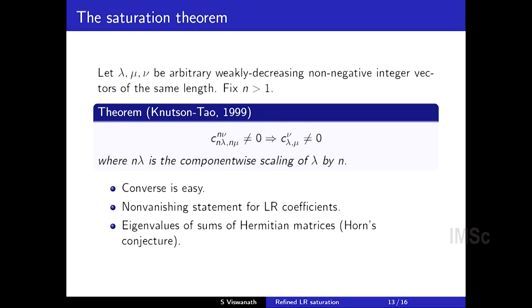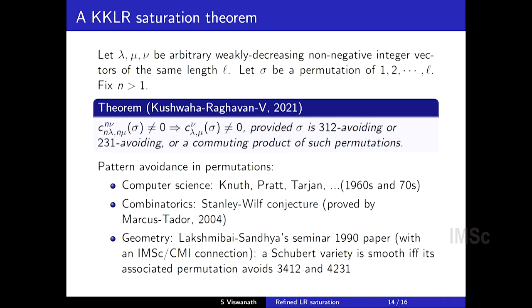A priori it seems to have nothing whatsoever to do with this, but it's a long chain of interesting connections which passes through Schubert calculus and so on, which says that having this statement actually proves Horn's conjecture. Okay, so very good, I'm almost done.